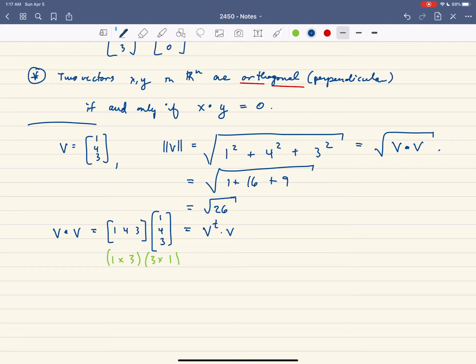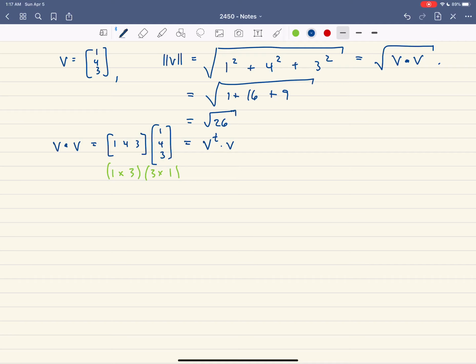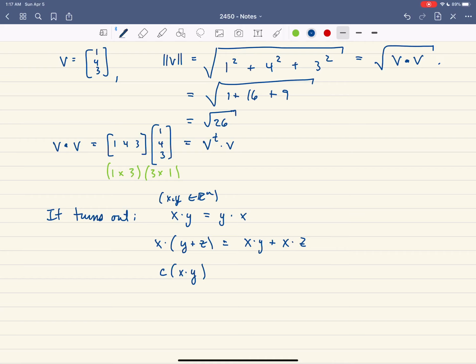We know that, I think this is just worth saying, I'm just going to cut to the chase, but it turns out that x dotted with y is the same as y dotted with x. Here, x and y are vectors in Rn. It turns out that there's a distributive law. There's actually two distributive laws, but x dotted with y plus z is the same as x dotted with y plus x dotted with z. If I were to have a constant times x dot y, that's cx dotted with y, or even x dotted with cy.